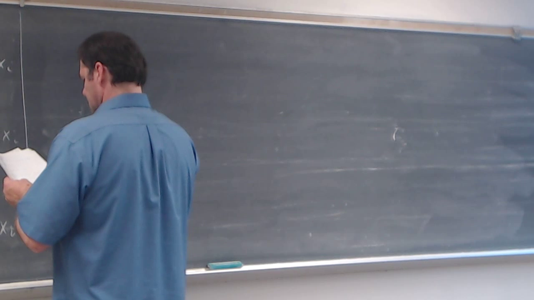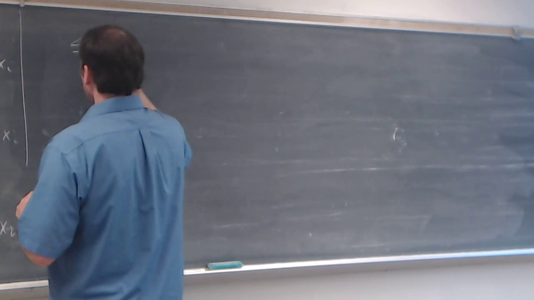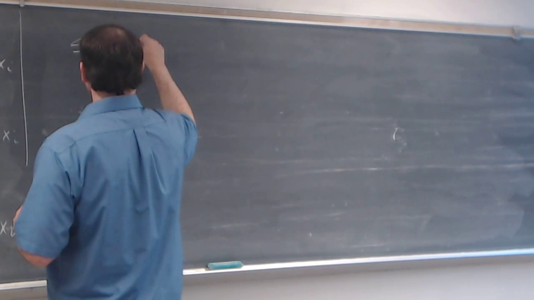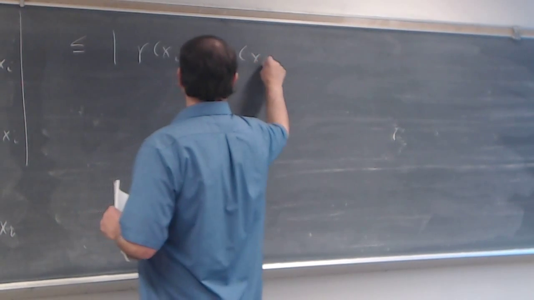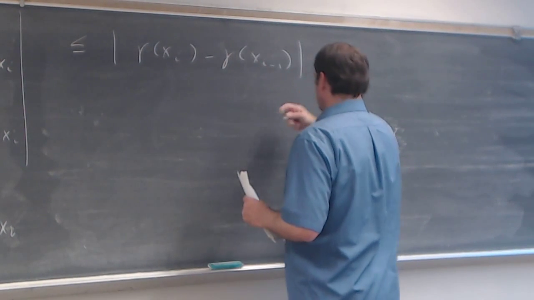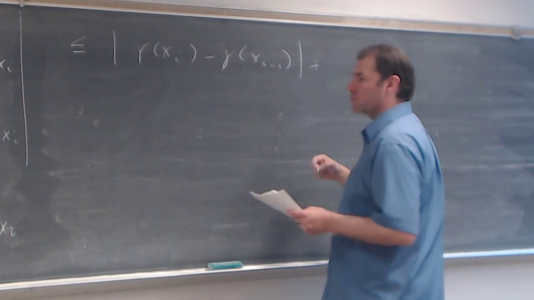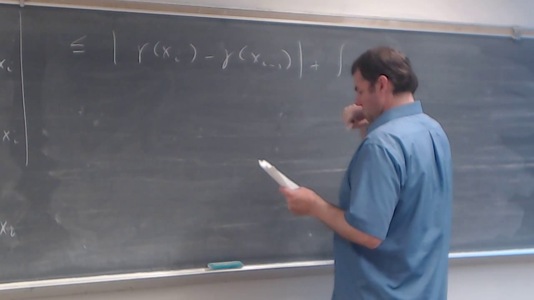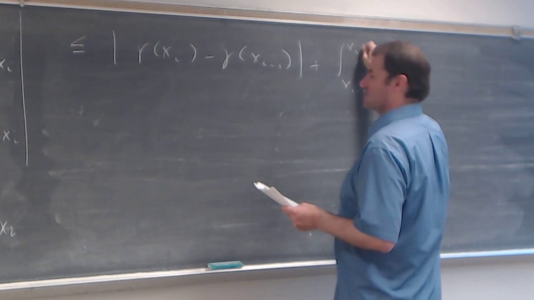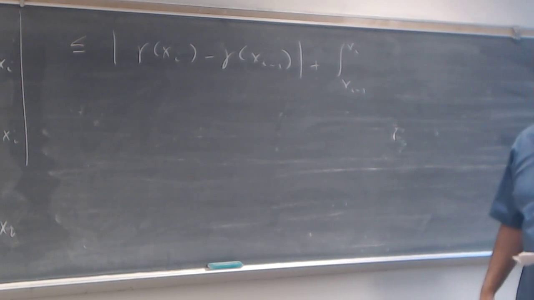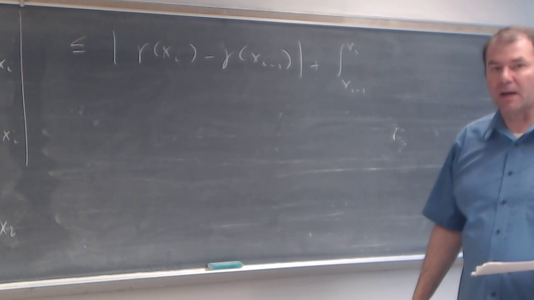Okay, that in turn is going to be less than or equal to this first norm, so gamma of x sub i minus gamma of x sub i minus 1. And then plus, and I'm going to replace what we're integrating by, I should say. So I had x sub i minus 1 to x sub i, and I had the norm of the difference between gamma prime of x sub i and gamma prime of t.